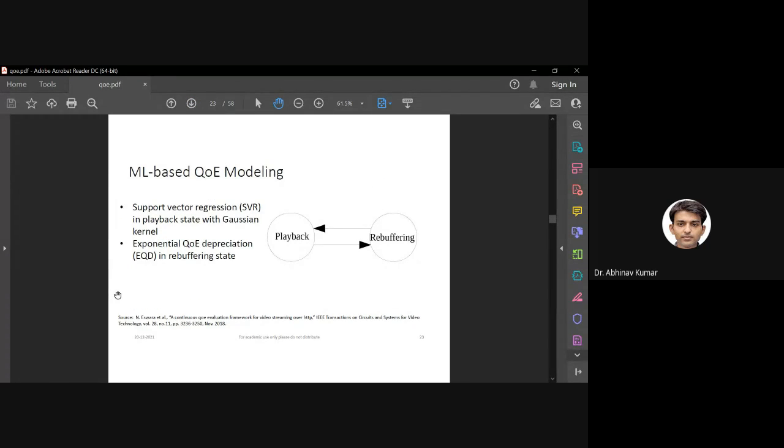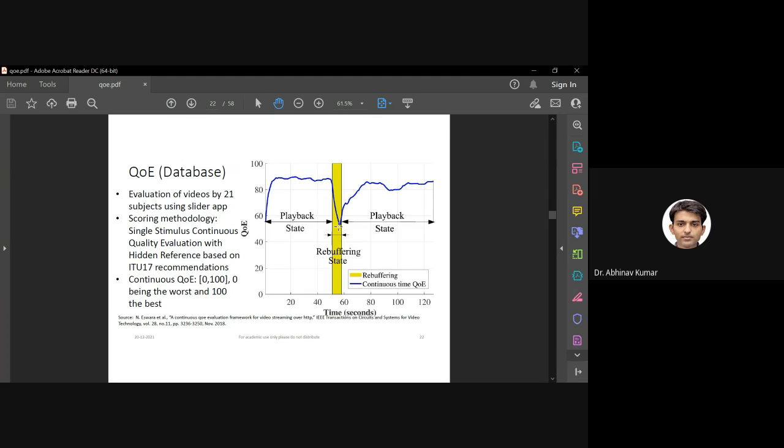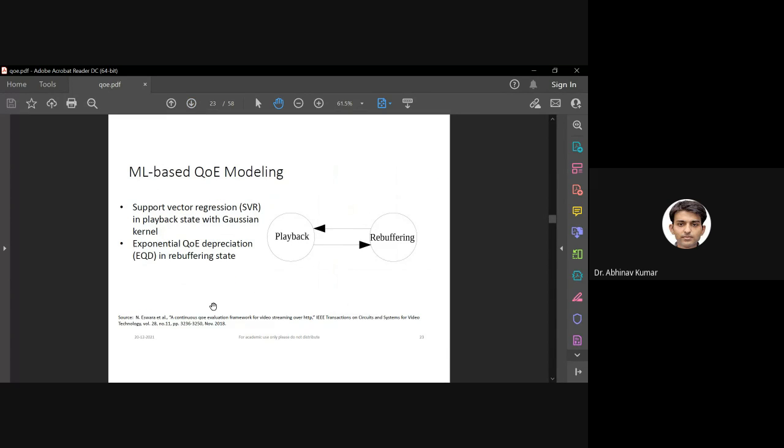Now, this is where the machine learning part comes into the picture. So we used various machine learning models. For example, in the first one, we started with SVR, support vector regression, in playback state with a Gaussian kernel. And then we used an exponential QoE depreciation in rebuffering state. We already had this motivation, but now with this data available, we were able to see that indeed the exponential model really captures the depreciation well. And then we can have toggling between these two states. We can have playback or rebuffering, and then based on that, we can decide which model to use, right, to capture.